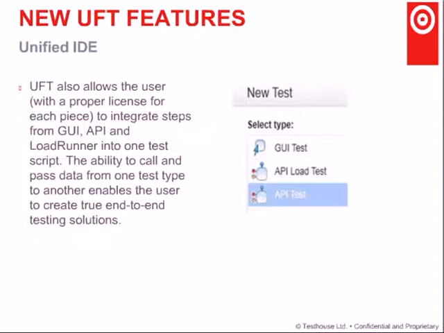UFT also allows the user, with a proper license for each piece of course, to integrate steps from GUI, API, and LoadRunner into one test script. The ability to call and pass data from one test type to another enables the user to create true end-to-end testing solutions. And as you can see on the diagram there, on a new test, select type, you have GUI test, API load test, and an API.